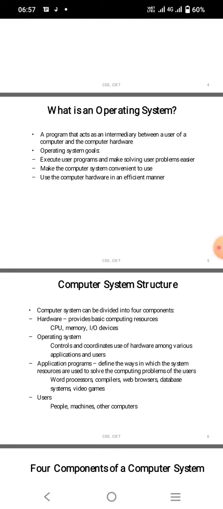In this structure, four components are involved. First is the hardware, second is the operating system, third is the application programs, and the last and final one is the users. These are the structure of the computer system.